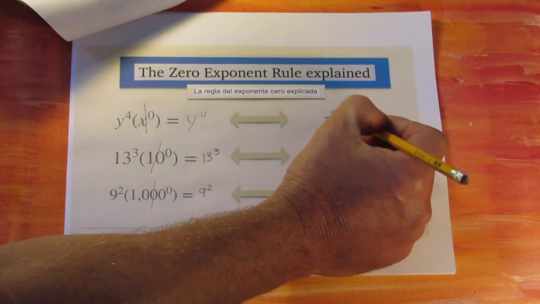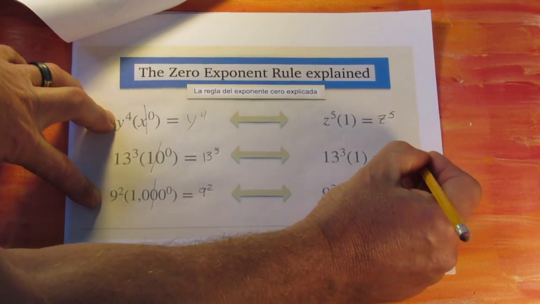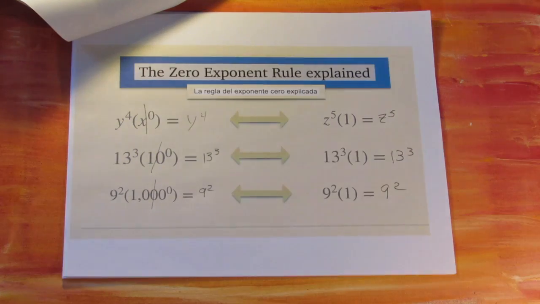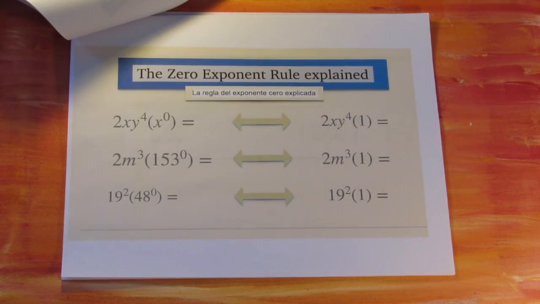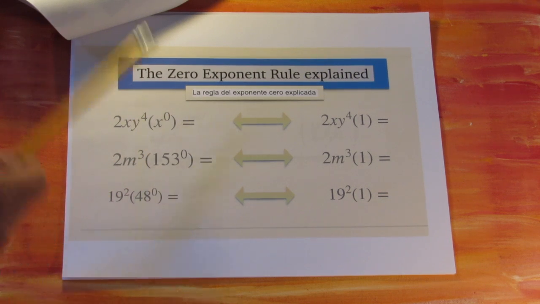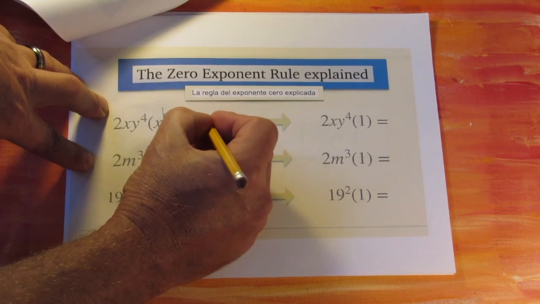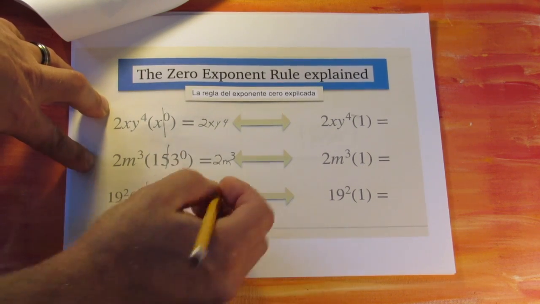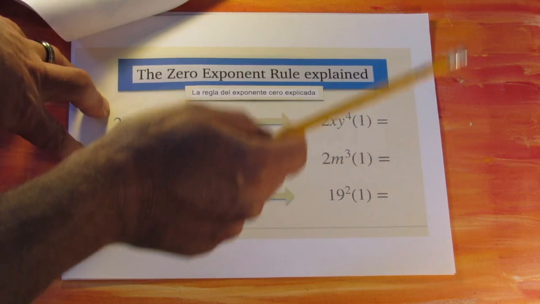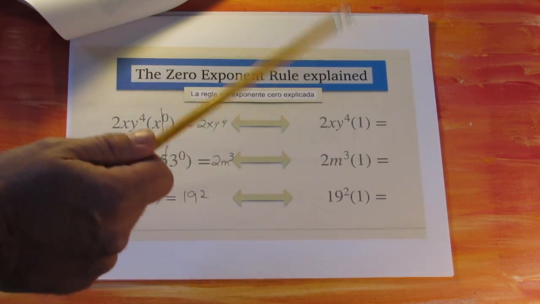Same thing if it's a variable. Z to the fifth power times 1 is z to the fifth power. 13 to the third is 13 to the third, and 9 squared is 9 squared. Always equal to 1. Even if the numbers are strange looking, or if it's a variable, always simply equal to 1. So 2xy to the fourth times 1, 2m cubed times 1, 19 squared times 1, and you'll get the same exact answers here as you will here. Even though this might look a little bit scarier, it's the same exact thing as those.